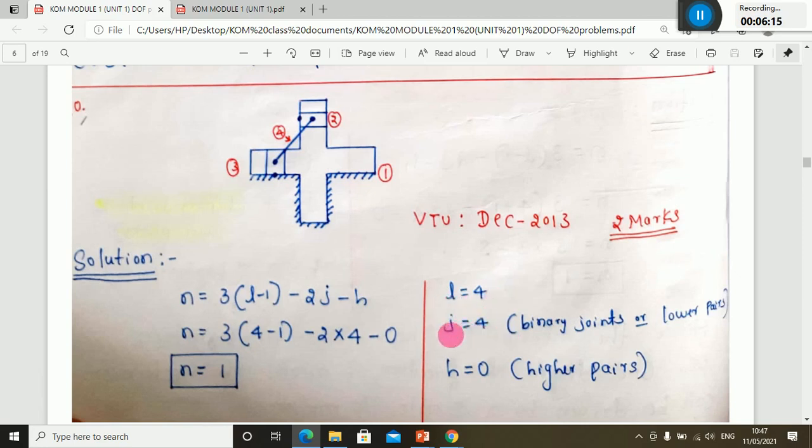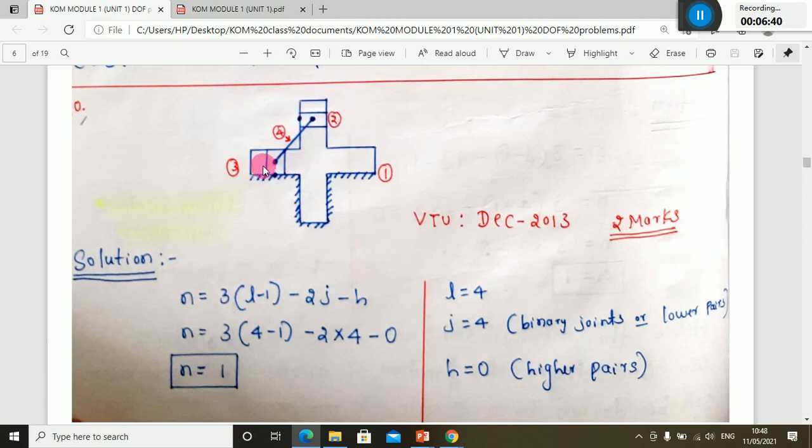And joints. What is the number of joints? J is nothing but... It is also a binary joint, or you can say it is a lower pair also. There is a joint between this second link and this fourth link, at this point. Between this slider and this connecting link, there is a binary joint.